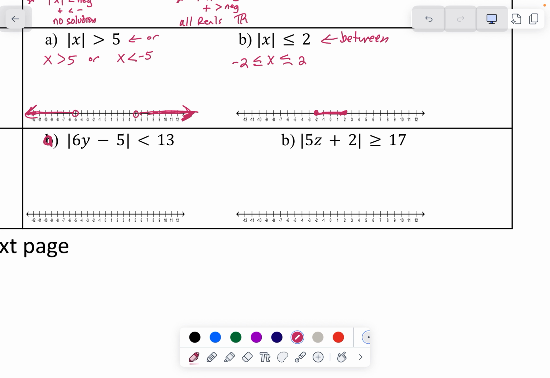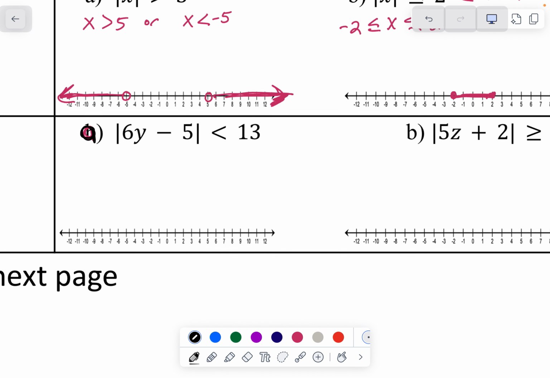Okay, so let's look at what we did again. Drop the absolute value off. Rewrite exactly what you see. Stick on the exact symbol on the left side with the negative. Okay, and now it's one of those 3D equations like we saw earlier. So we are going to add 5 to all the pieces. We get -8 is less than 6y, which is less than 18.